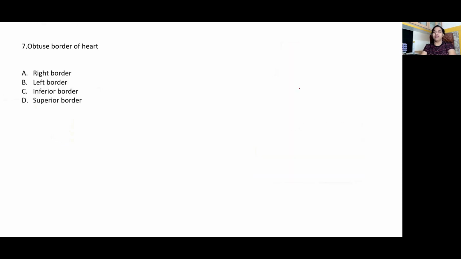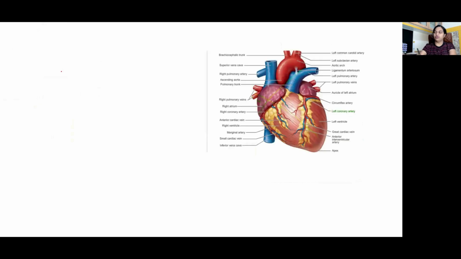Obtuse border of heart, you see, the left border of heart is called the obtuse border of heart. Heart, you should be thorough, right? So what forms the right border of the heart? The right atrium, from the opening of SVC to the opening of IVC, this convex border is called the right border of the heart. It will be represented by the sulcus terminalis.